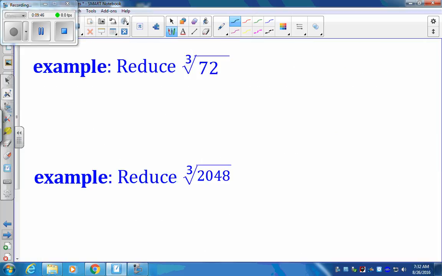So look at this first example. We have that little 3 there, so we're going to follow the same steps. We're going to break it down. 2 and 36, 2 and 18, 2 and 9, 3 and 3. And get rid of anything that has numbers broken down so you don't confuse yourself.